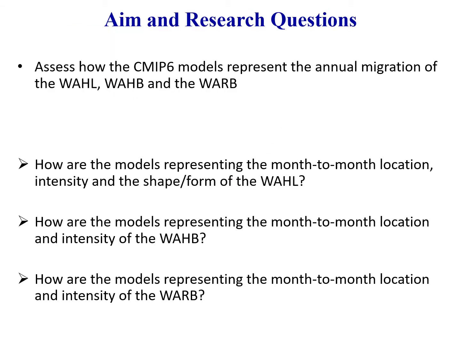So the aim of this work is to assess how the 76 models represent the annual migration of the West African heat low, West African heat band, and the West African rain band. And the research questions are: how are the models representing the month-to-month location, intensity, and shape of the West African heat low? How are the models representing the month-to-month intensity and location of the West African heat band and then the West African rain band?